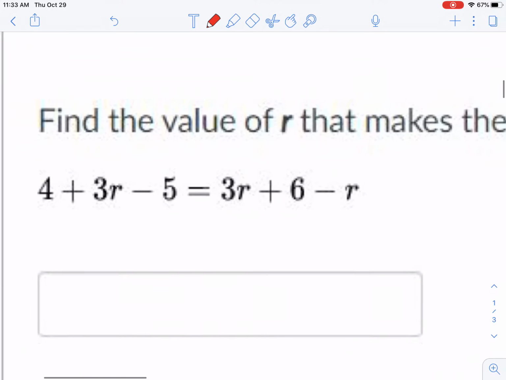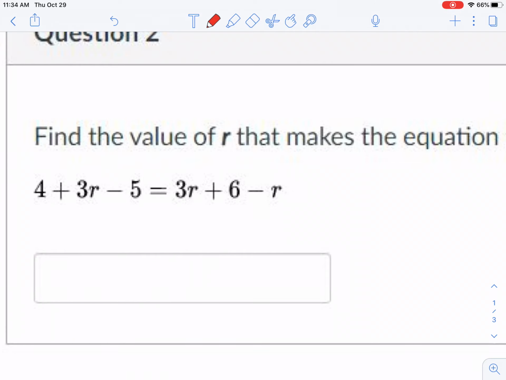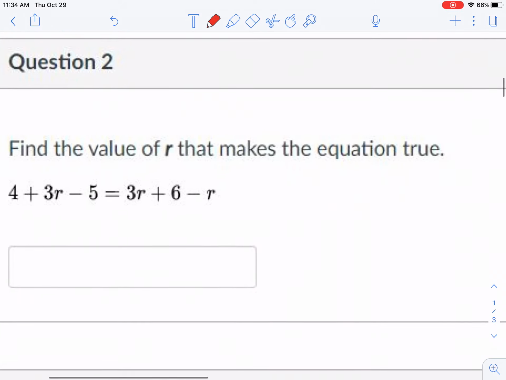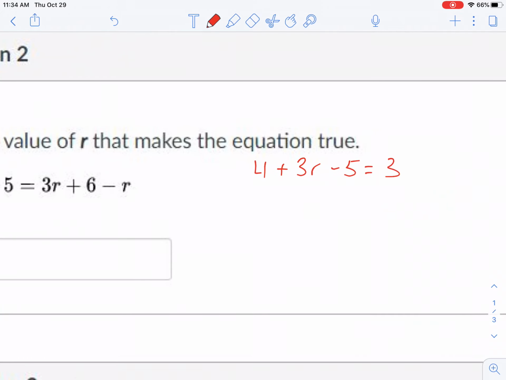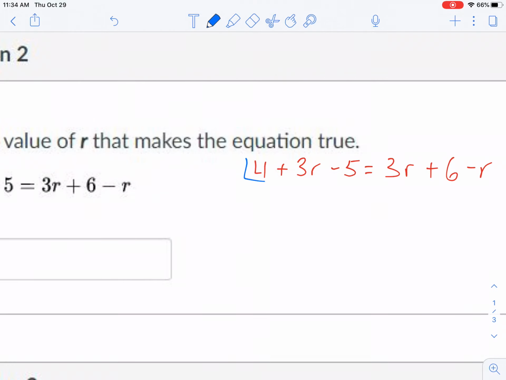Looking at this type of problem, there is no distributive property, so the next thing says to combine like terms. Again, I would write this problem out. I would do 4 plus 3r minus 5 equals 3r plus 6 minus r. And so what I like to do is I like to draw a box around the things that are like each other, so I can see that 4 and negative 5 are both on the same side of the equation and they're like each other.